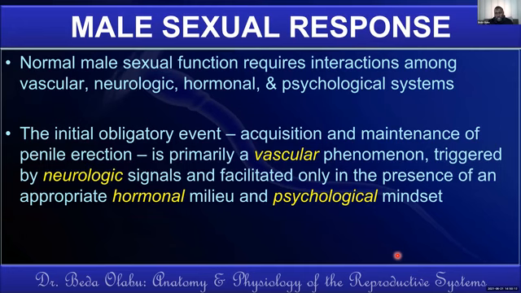The obligatory event of sexual response, which is erection, in as much as it is a vascular phenomenon, that it's the blood vessels which are behaving so that there's an erection, that vascular phenomenon is triggered by the nervous system. So there must be a nervous system stimulating this vascular phenomenon. But that nervous signal can only be successful in the context of appropriate hormonal balance and an appropriate psychological mindset.